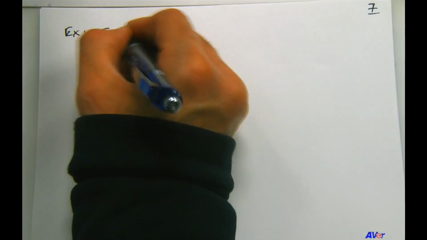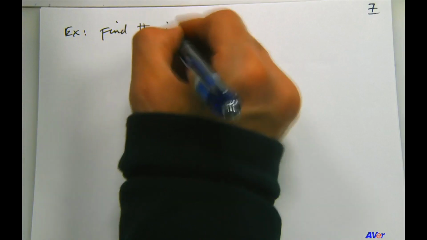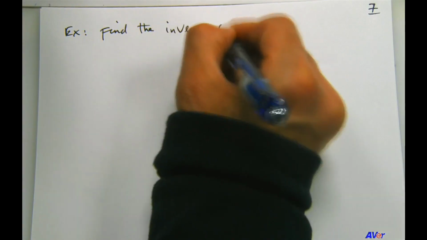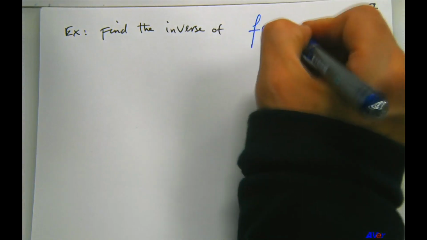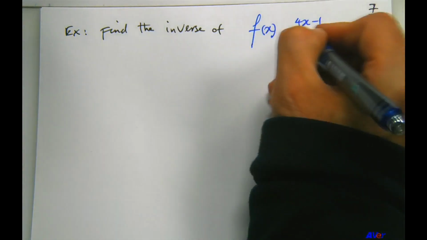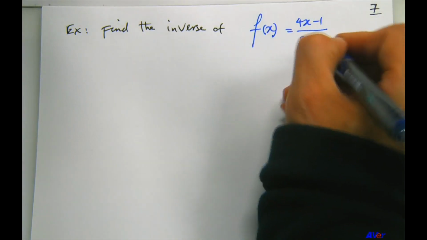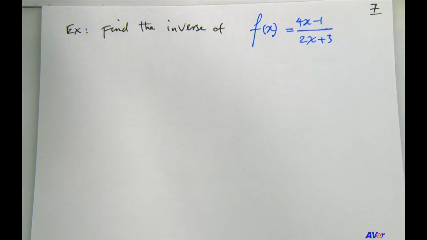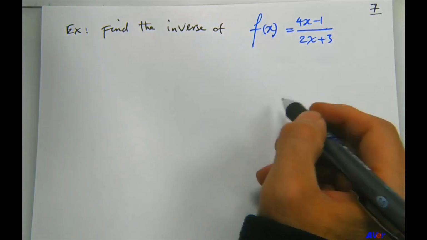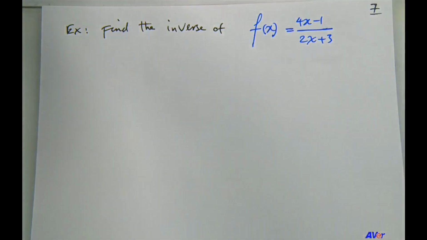So find the inverse of this function. f of x equals (4x minus 1) divided by (2x plus 3). Okay, so we did mention the procedure for this. Let me just bring that back for a second.